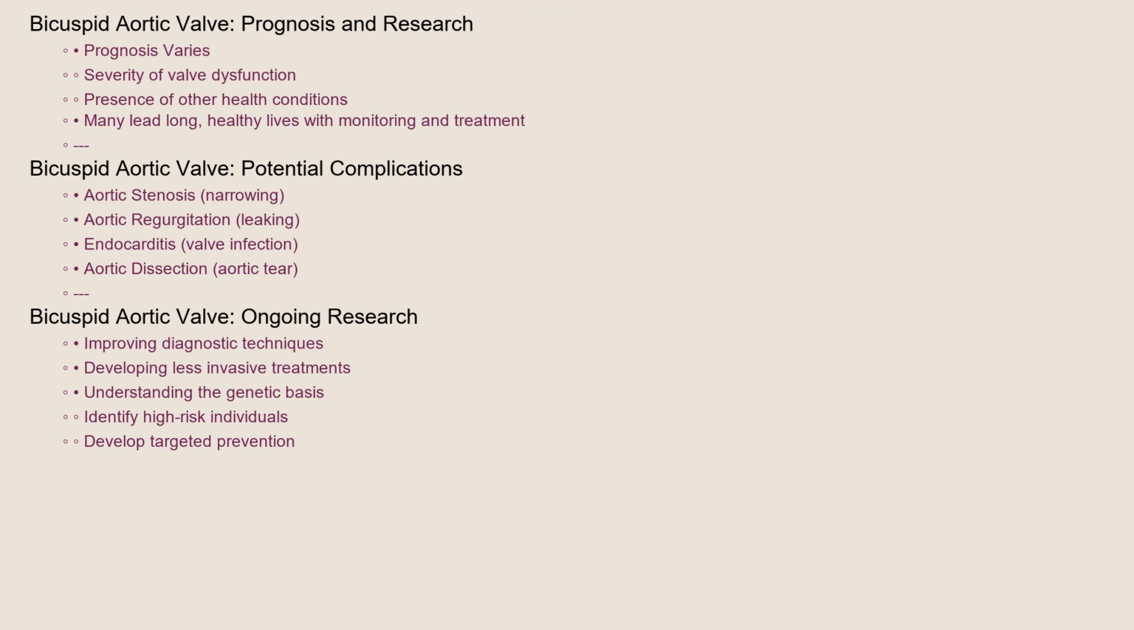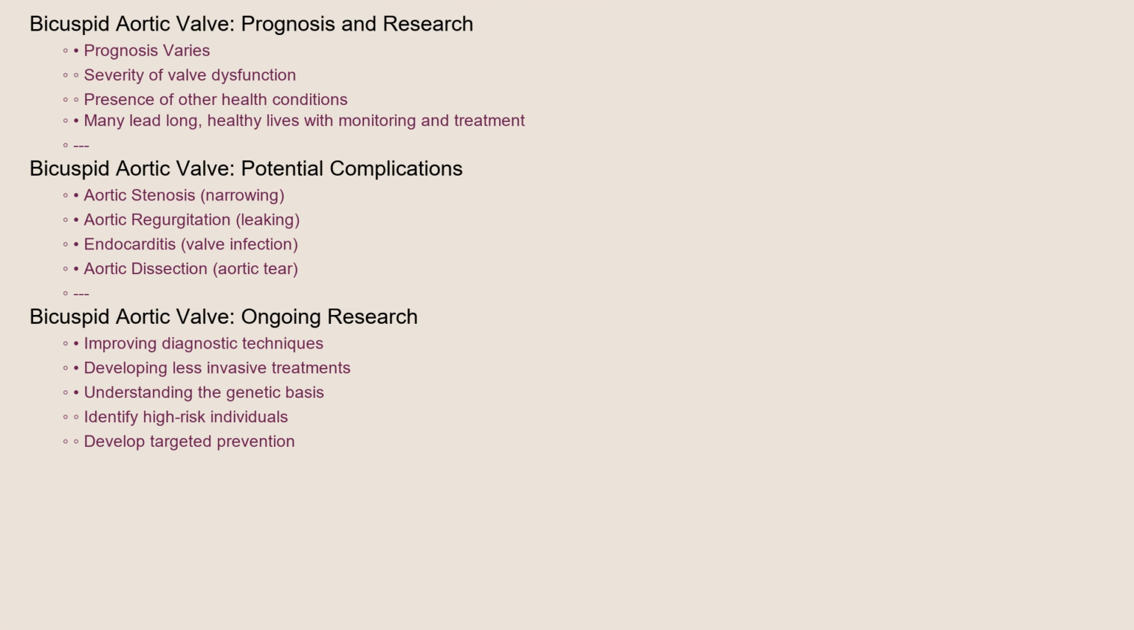The prognosis for individuals with a bicuspid aortic valve varies depending on the severity of the valve dysfunction and the presence of other health conditions. With regular monitoring and appropriate treatment, many individuals can lead long and healthy lives. However, it's important to be aware of the potential for complications, such as aortic stenosis, aortic regurgitation, endocarditis, infection of the heart valve, and aortic dissection.